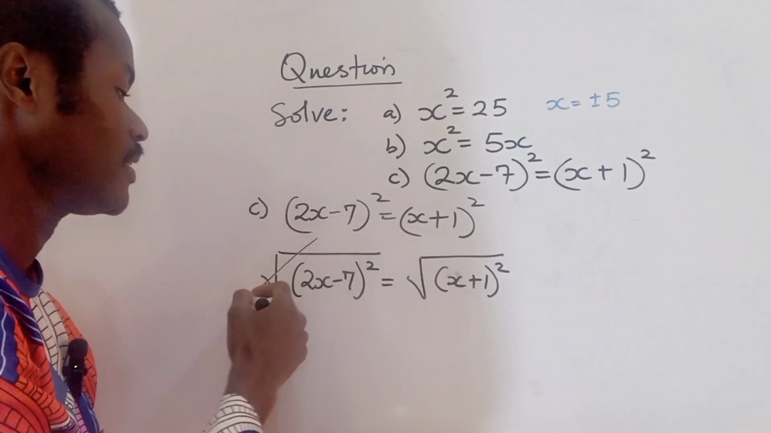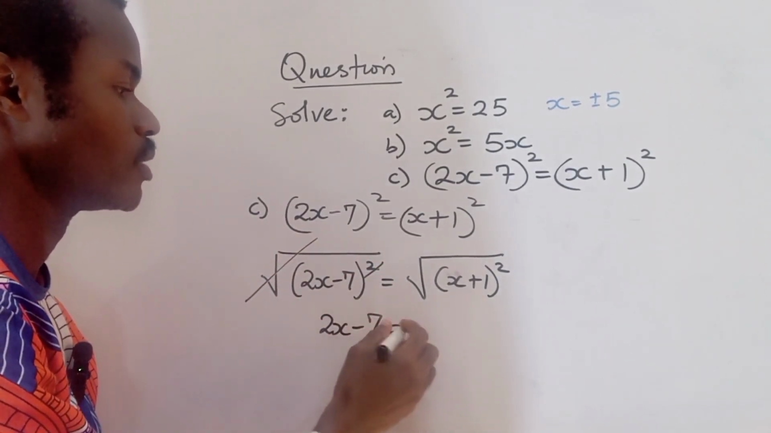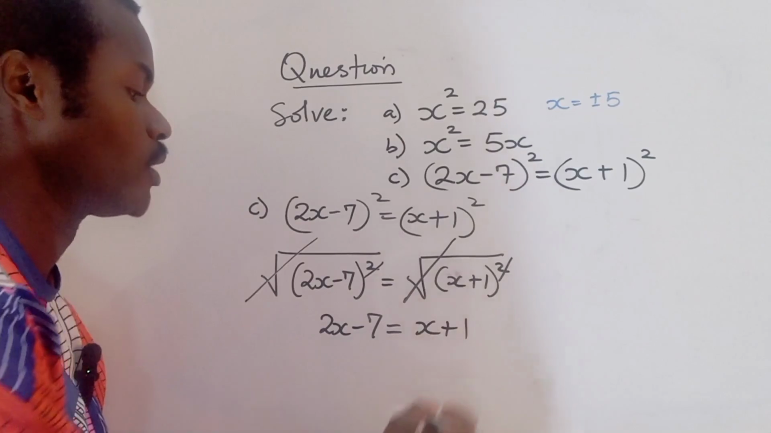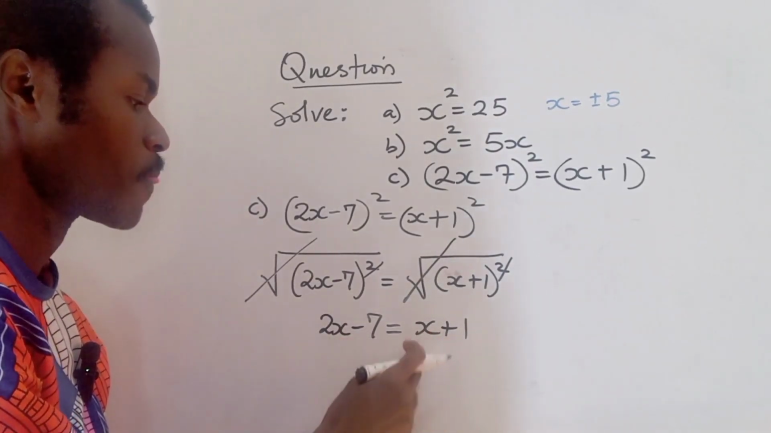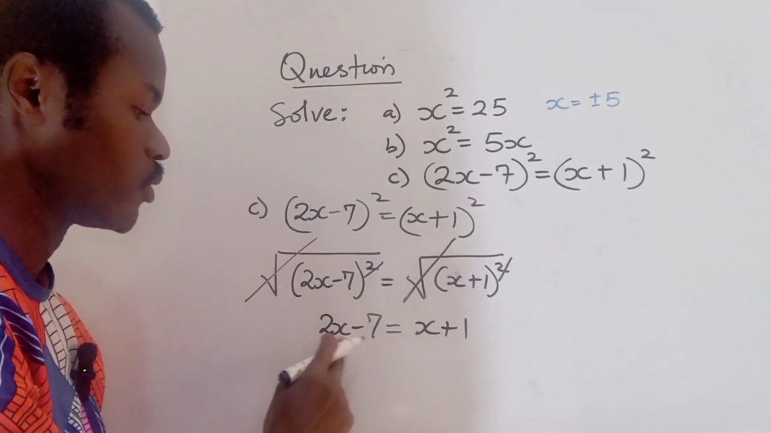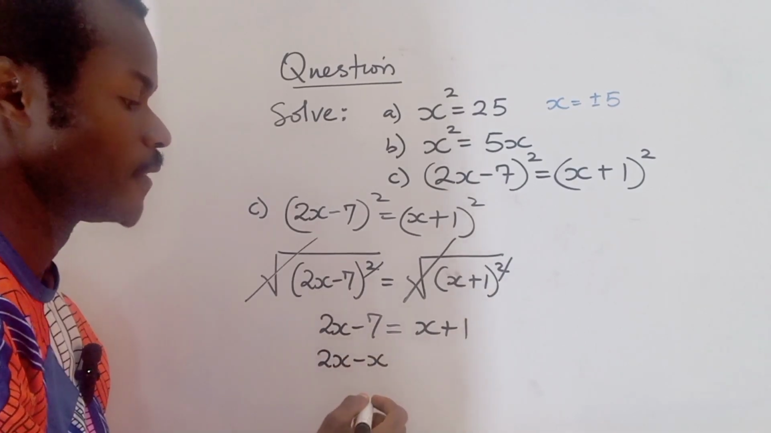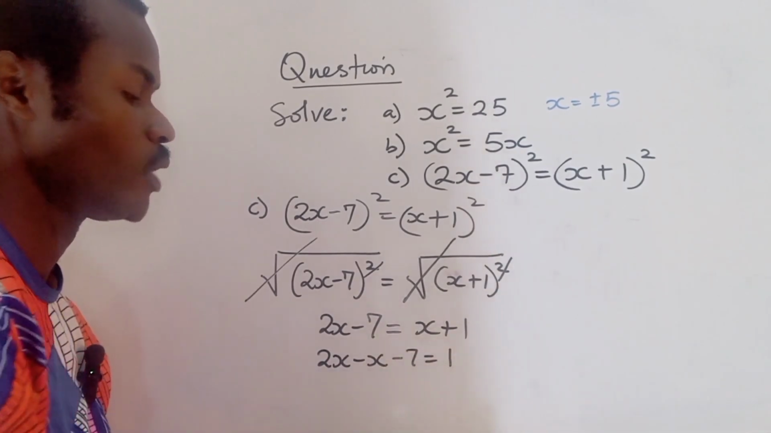Alright, so this will cancel out this, so we're left with 2x minus 7, which is equal to this. We'll take out this, which we have as x plus 1. Now we can collect like terms. Now x can come close to 2x here, so we have 2x minus x. So we have minus 7, which is equal to 1.